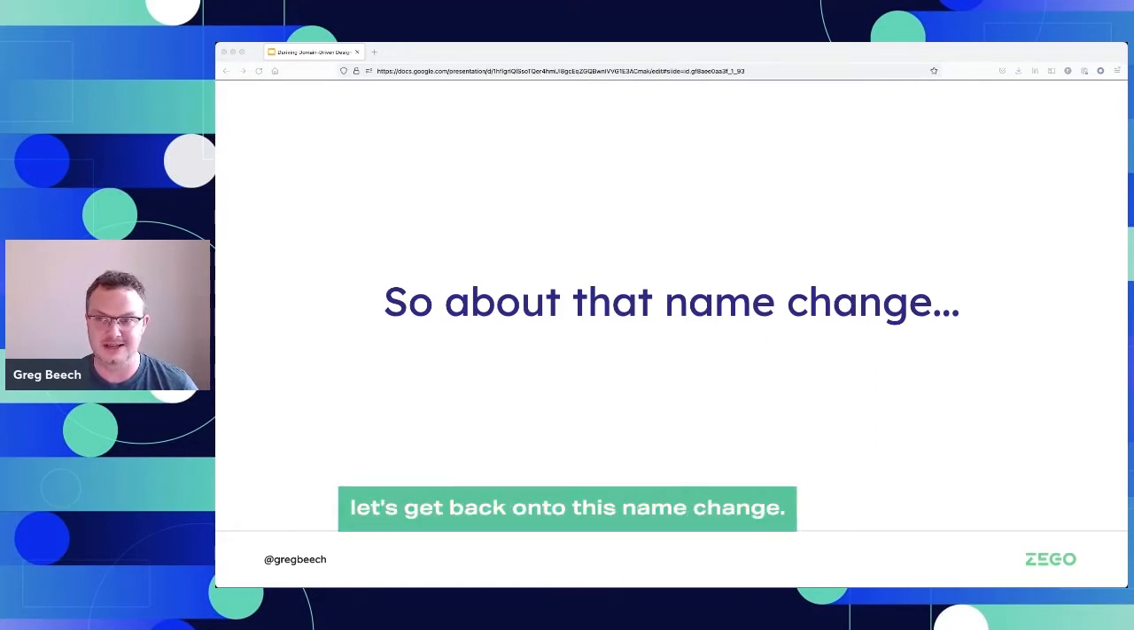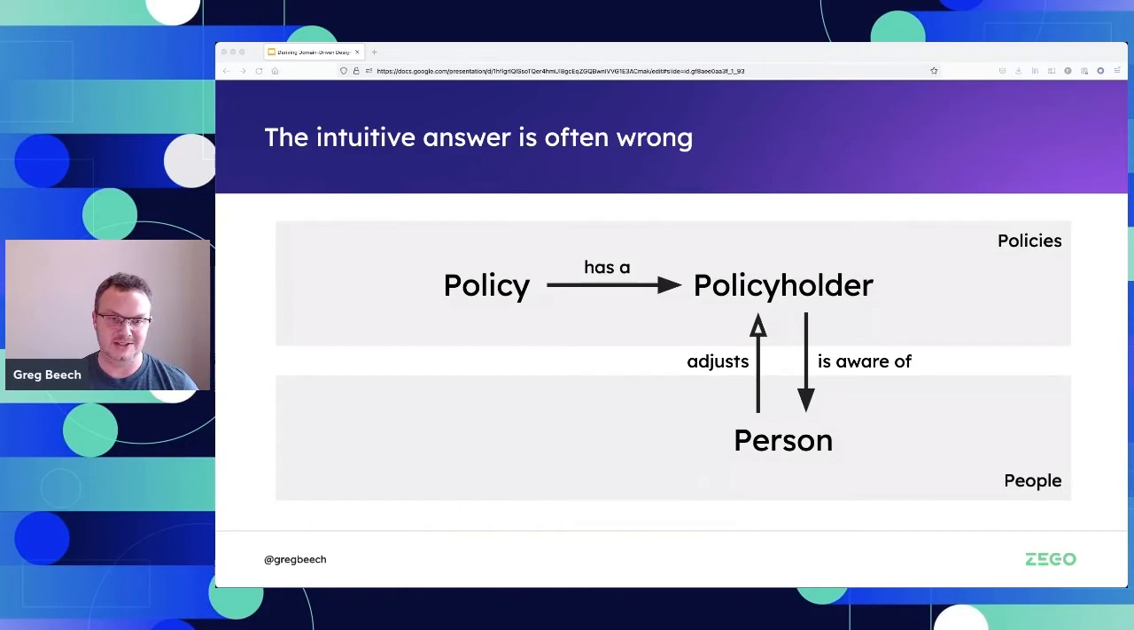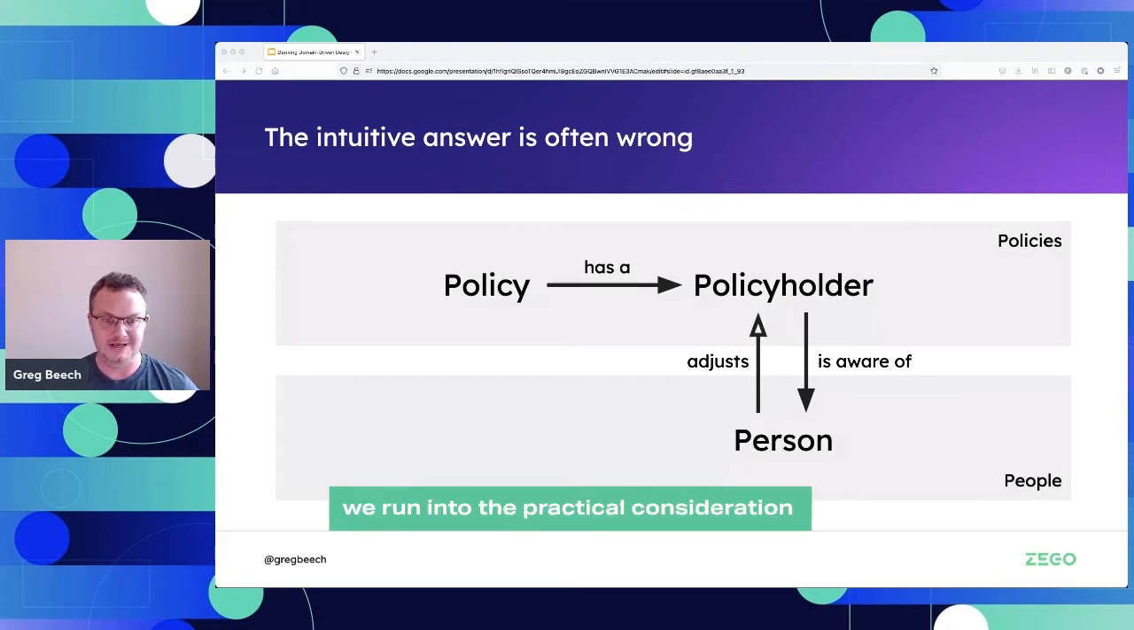Let's get back onto this name change. So what we might think is, okay, we've changed the person's name. We now need to go and adjust that policyholder. And the problem with this is it's semantically wrong. When we talk about adjusting a policy in the real world, we're not adjusting a policyholder. So this language we use, the way we think about the real world, should already guide us to, this doesn't feel right. And quite apart from that, we run into the practical consideration that if you adjust a policyholder, then you might make the policy invalid.